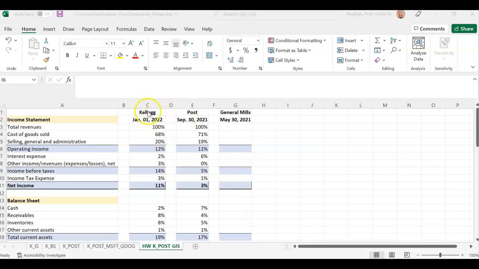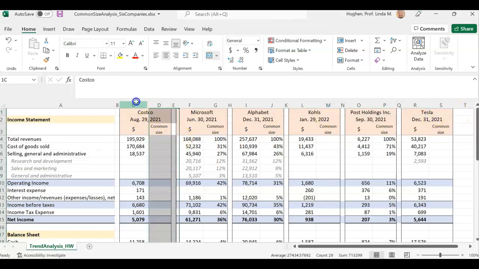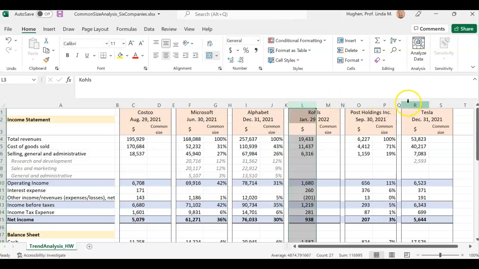Once you've finished your analysis of Kellogg's, Post, and General Mills for the homework, the next thing you're going to need to do is open up the file called Common Size Analysis of 6 Companies that's posted on Blackboard. And what you see here is exactly what the file is titled. Some companies that we already are familiar with, Microsoft, Alphabet, and Post Holdings. And then 3 additional companies, Costco, Kohl's, and Tesla. You have the dollar amounts for each income statement and balance sheet item for these 3 companies, Costco, Kohl's, and Tesla.